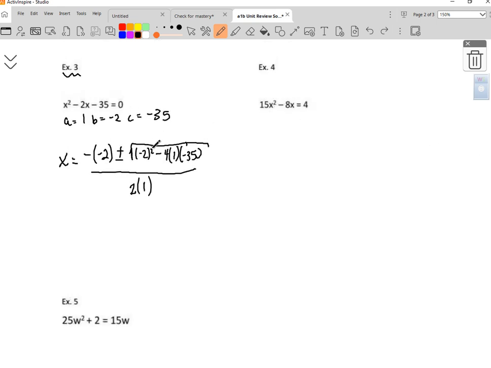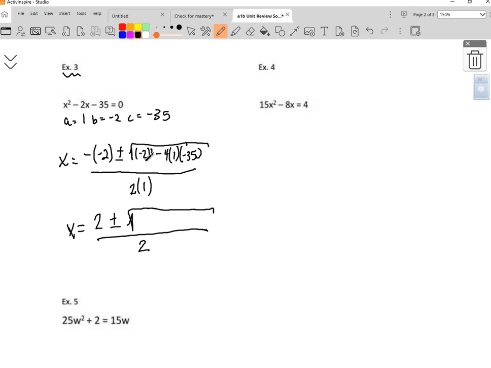Can we do that on that calculator? We can. Let's go ahead and do this first. So let's go ahead and say x equals, what's the opposite of negative 2? 2. Plus and minus, let's give ourselves an empty square root. Let's go ahead and simplify the denominator. 2 times 1 is 2. So now we can do this on our calculator.